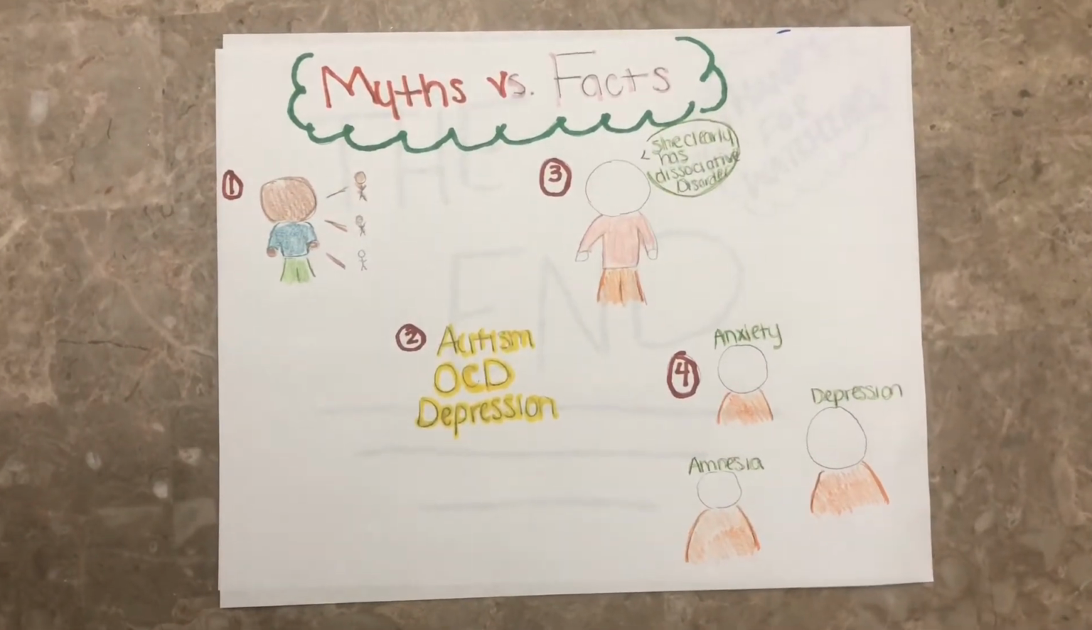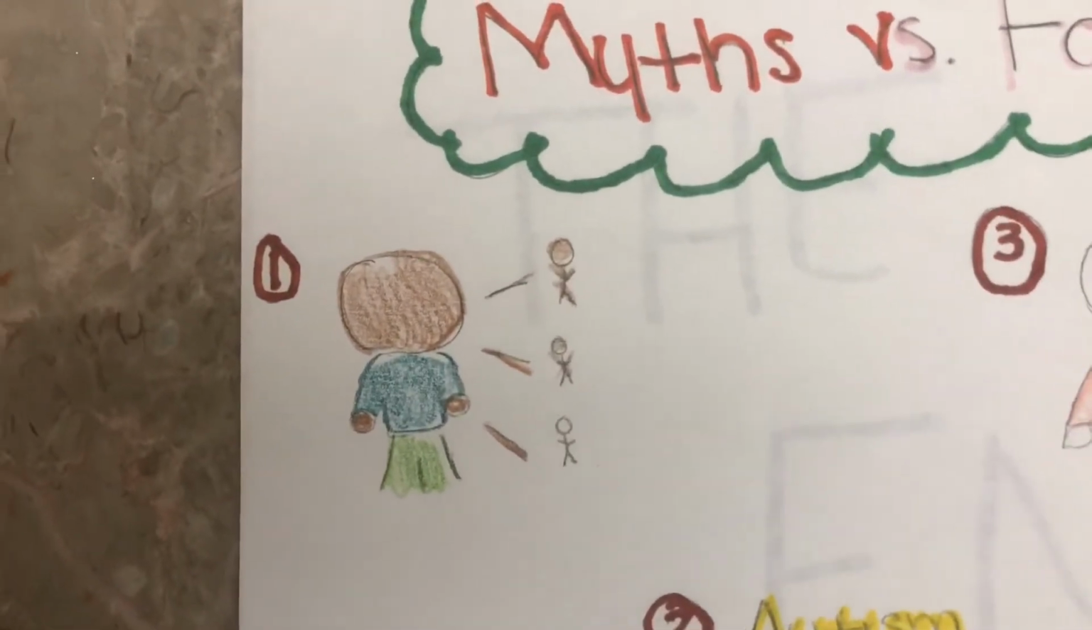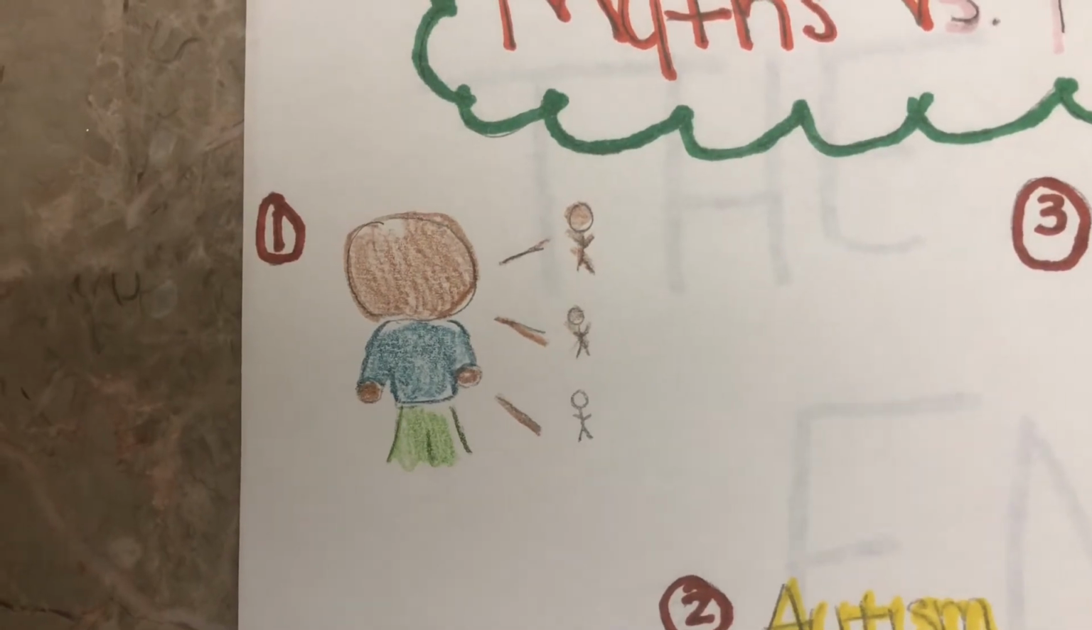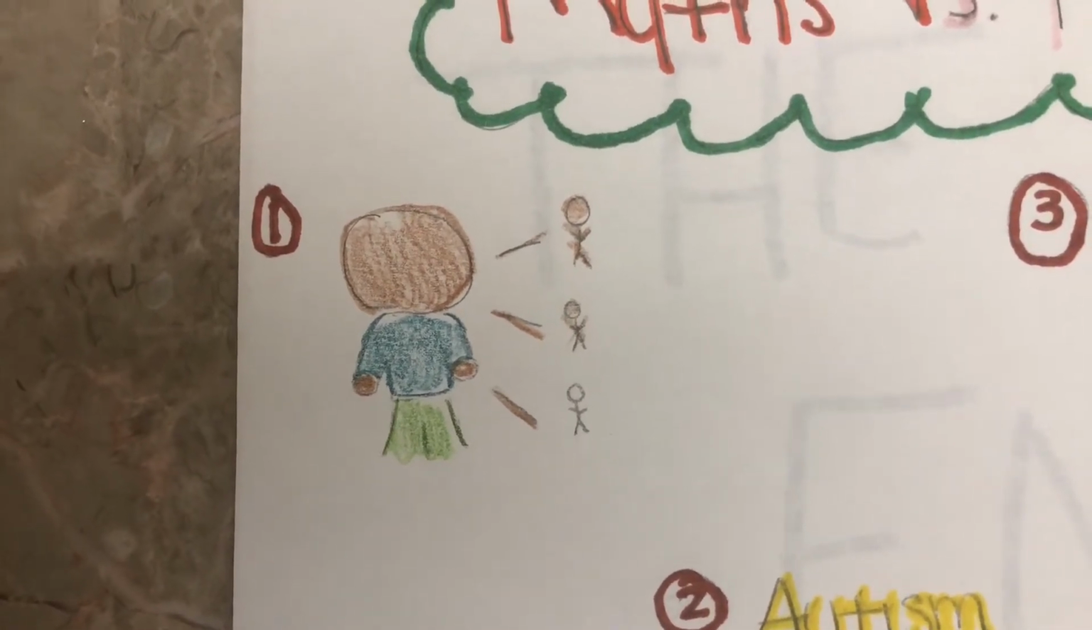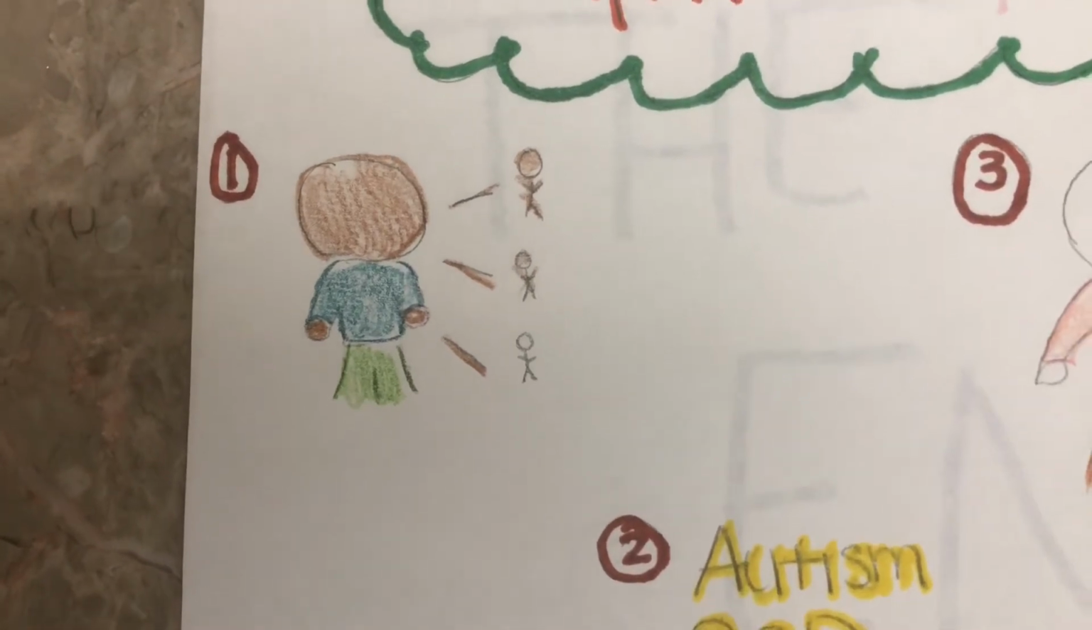Myths versus facts. Myth: People with dissociative disorder have multiple personalities. Fact: It is really more like more than one state of consciousness, hence why the name changed from multiple personality disorder to dissociative identity disorder.